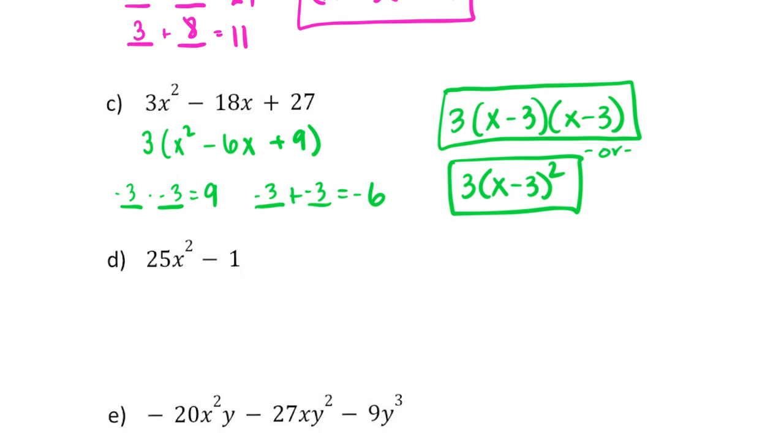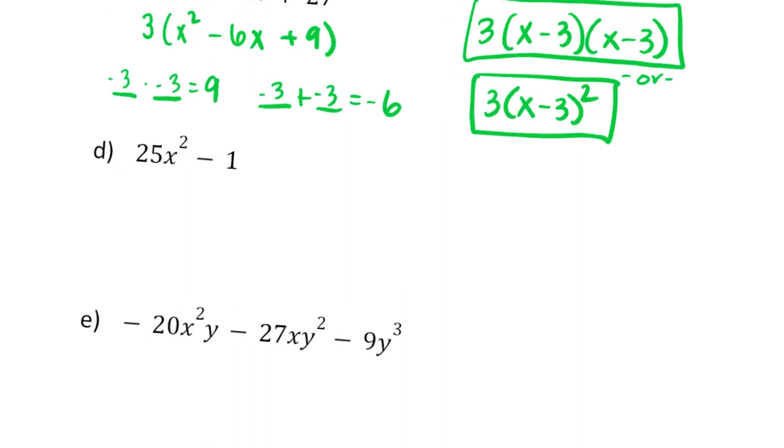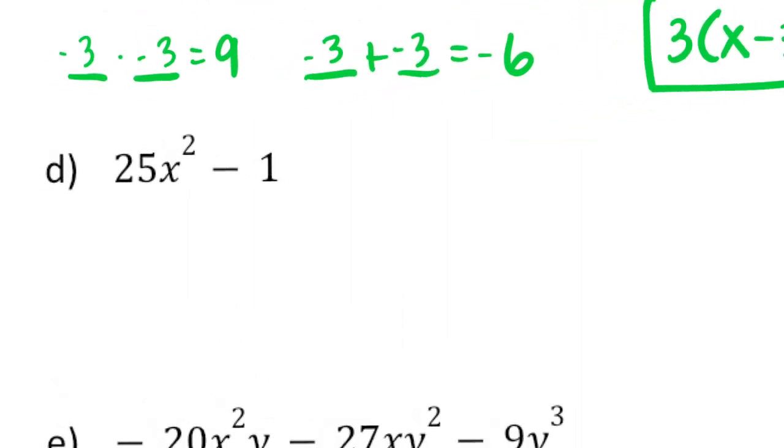Okay, question D. This is a little different. There's only 2 terms, so I'm going to use my special rules. We're going to start by looking for a greatest common factor. In this case, there is no greatest common factor, so then we're going to look and see, are my two terms perfect squares or perfect cubes? And in this case, they're both perfect squares because 25 is a perfect square, 1 is a perfect square, x squared is a perfect square. So everything in there is squared.